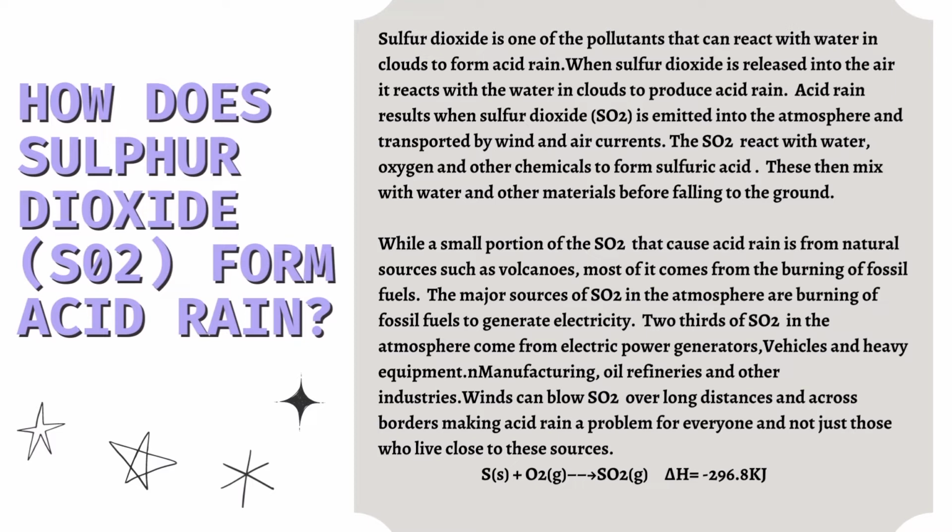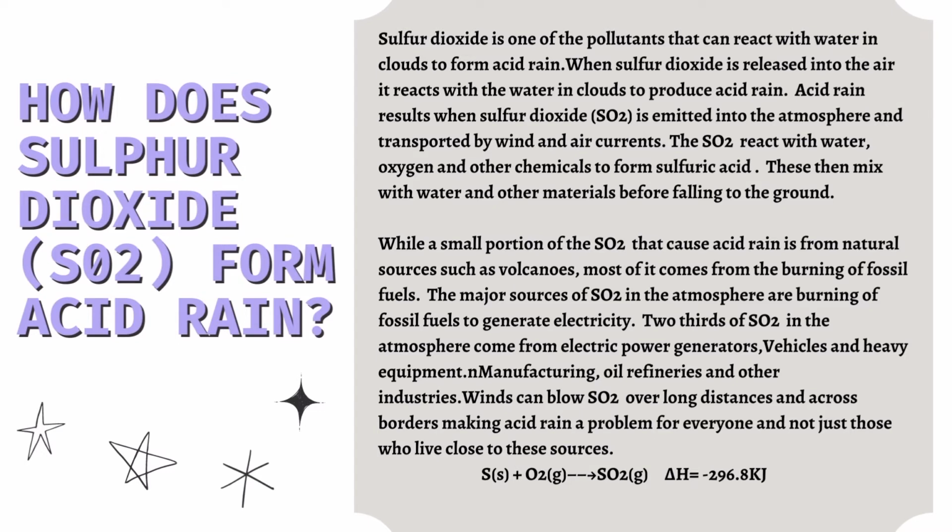A small portion of the SO2 that causes acid rain is from natural sources such as volcanoes. Most of it comes from the burning of fossil fuel. The major sources of SO2 in the atmosphere are the burning of fossil fuel to generate electricity. Two-thirds of SO2 in the atmosphere comes from electric power generators, vehicles, and heavy equipment, as well as manufacturing, oil refineries, and other industries.